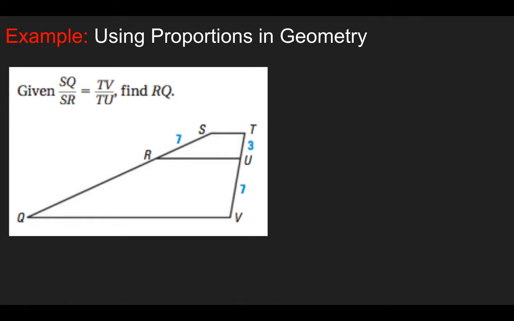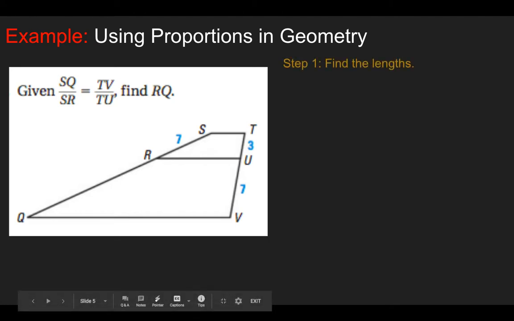Let's look at this figure. It says, given the proportion SQ over SR is equal to TV over TU, find RQ. So how do we begin? Well, we're going to begin by determining the side lengths for SQ, SR, TV, and TU. All right, so let's find the lengths.